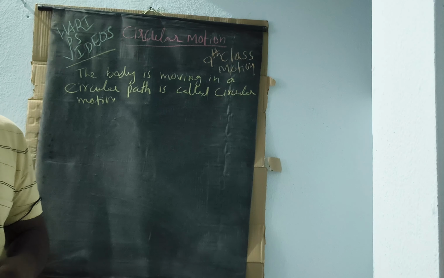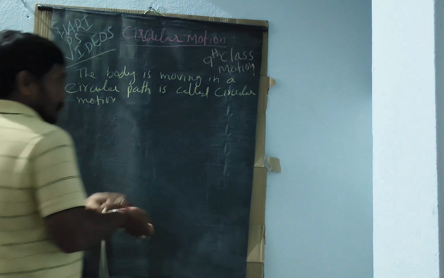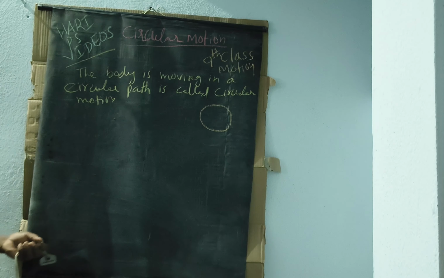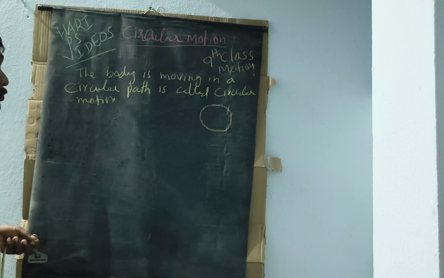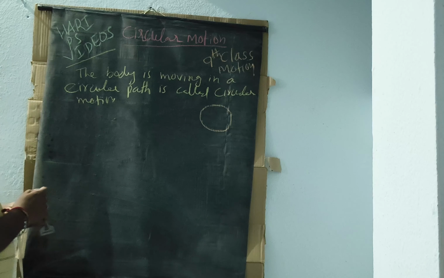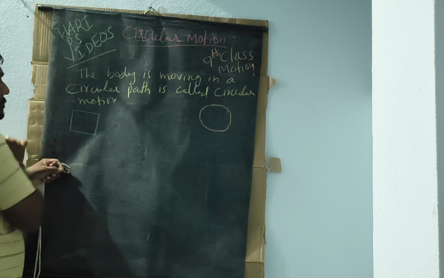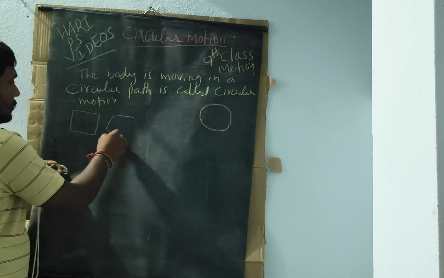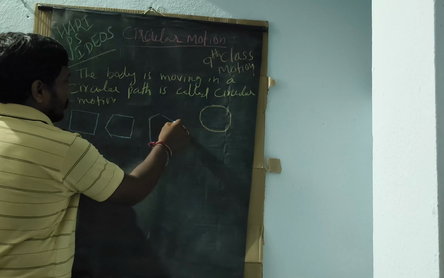So in other words, if any object is moving in a circle, it is said to be circular motion. So, for example, an athlete is running in a square track or any other kind of track. These are the different tracks.